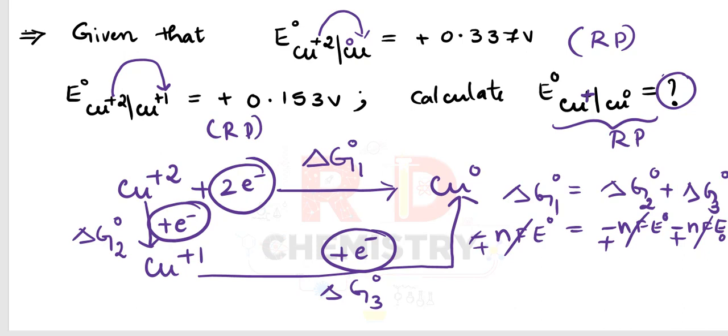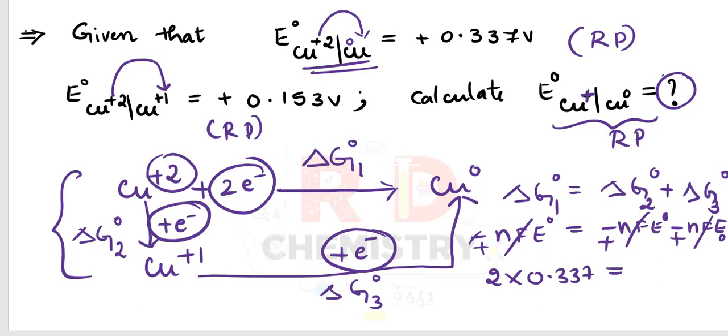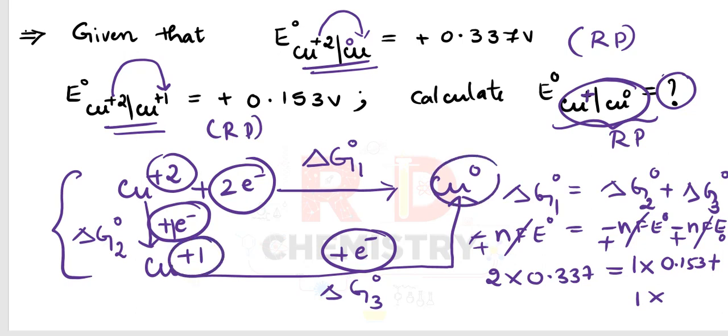So for the first equation, delta G1: number of electrons is 2, into the E naught value for the first equation, copper plus 2 becoming copper 0, 0.337, is equal to delta G2, where the number of electrons gained is 1, into the E naught value for the second equation, copper plus 2 becoming copper plus 1 state, 0.153, plus the last equation, 1 electron into its E naught value, which must be calculated because they are asking for copper plus 1 to 0 state. The E naught value is not known. Okay, clear?